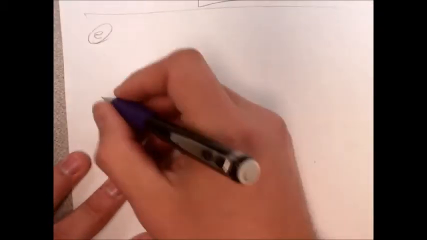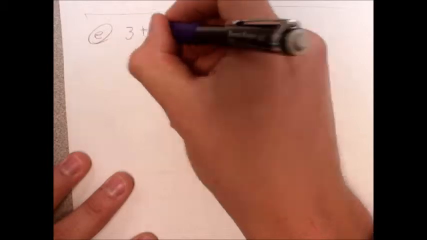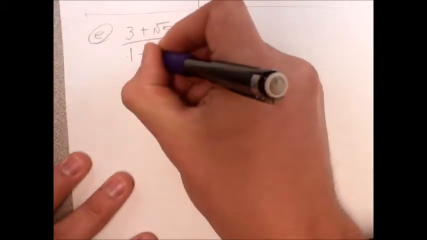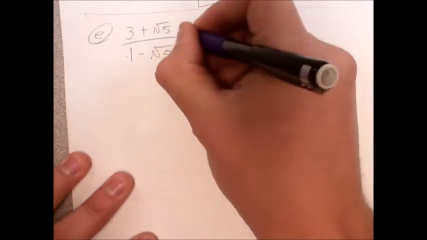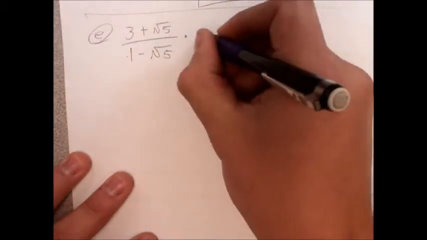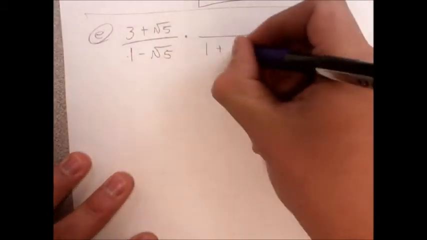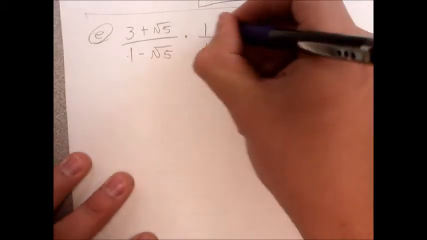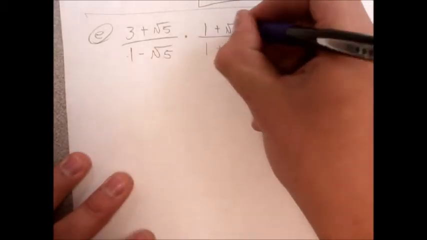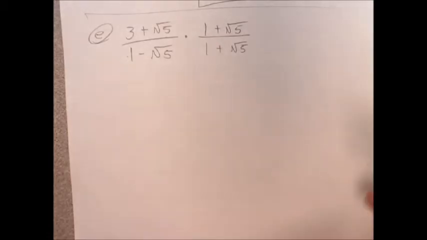The problem starts out 3 plus the square root of 5 over 1 minus the square root of 5. And I'm going to multiply by the conjugate of the denominator. So I get 1 plus the square root of 5. Do you have any questions over conjugate? Is that one fairly obvious? Always just change the sign in the middle. Right.